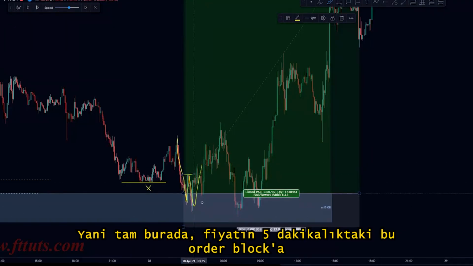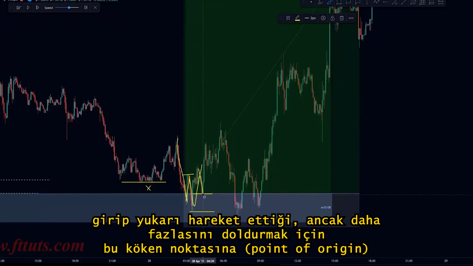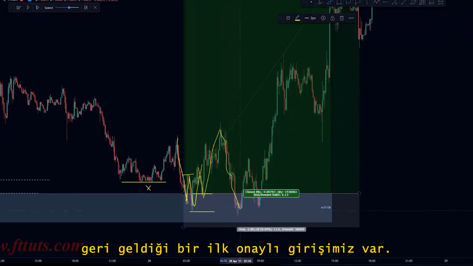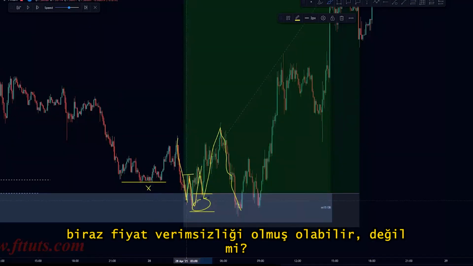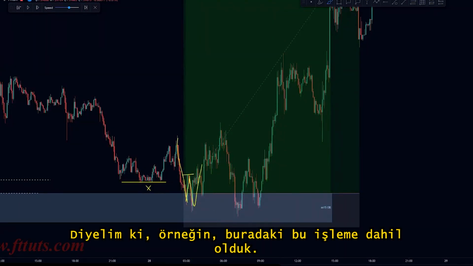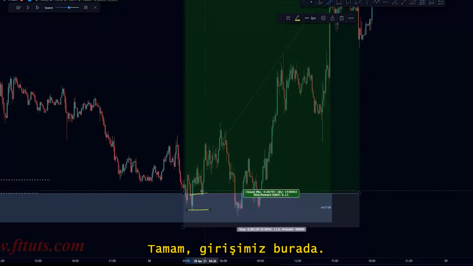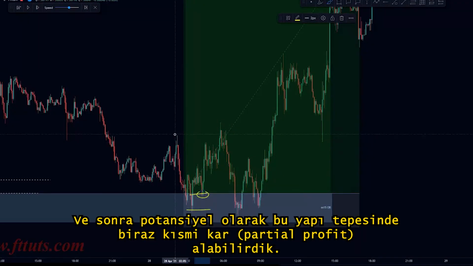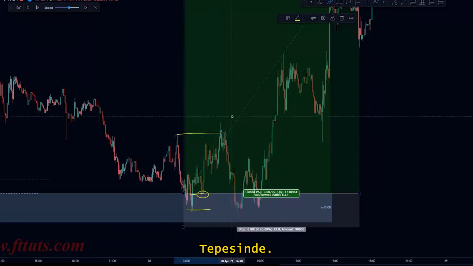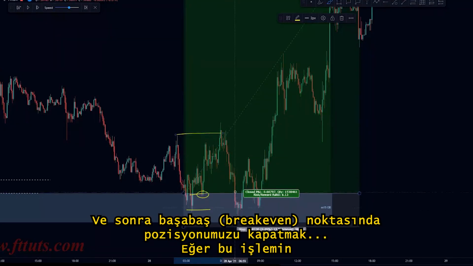So right here we have a first confirmation entry where price taps into this order block on the 5 minutes, moves higher, however comes back to this point of origin to fill more. There might have been some price inefficiency on the lower time frame to then move higher, right? Let's say, for example, we got involved in this trade here, okay, with our entry here, and then we could have potentially taken some partial profits at this structure high, and then closing our position at break even.